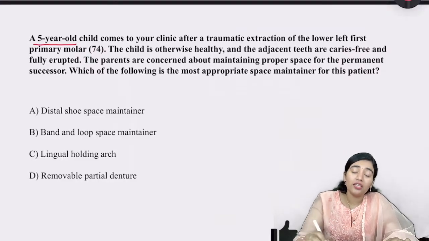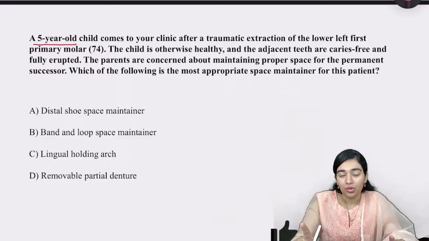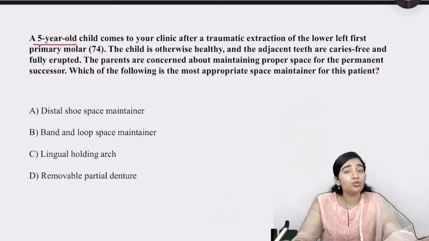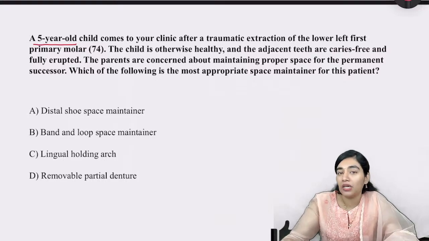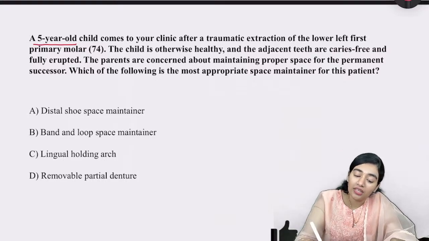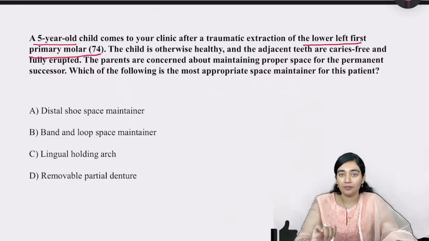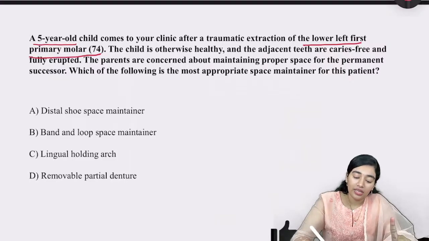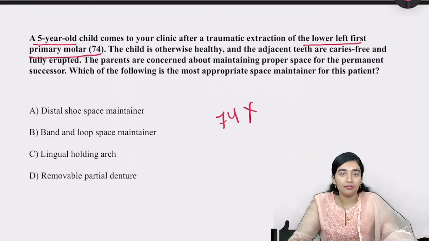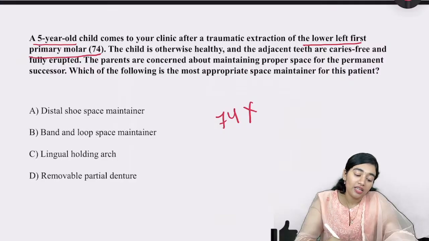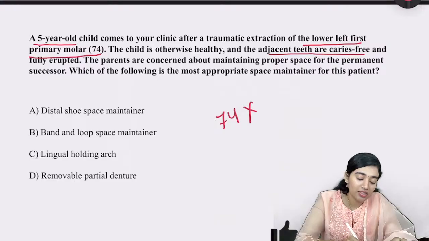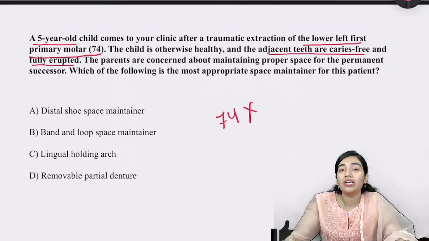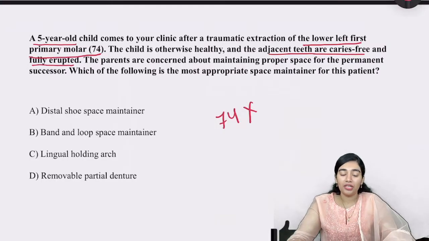Then the second point, how many teeth are missing? Is a single tooth missing, or multiple teeth? Is there a unilateral loss or a bilateral loss? They have clearly mentioned that the lower left first primary molar, that is 7-4, is missing. So only one tooth, 7-4, is missing. It was extracted. Then the child is otherwise healthy and adjacent teeth are caries free. That is the third point you need to note, about the abutment teeth, the adjacent teeth you need to maintain.